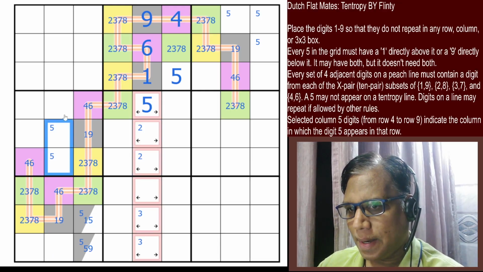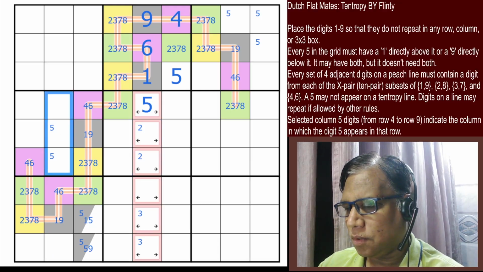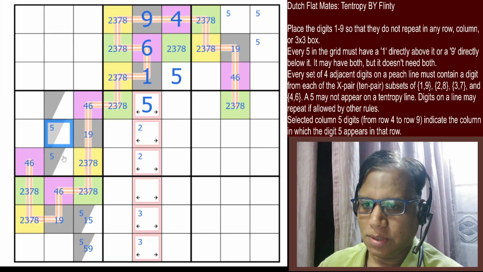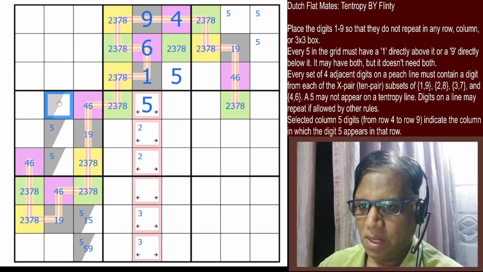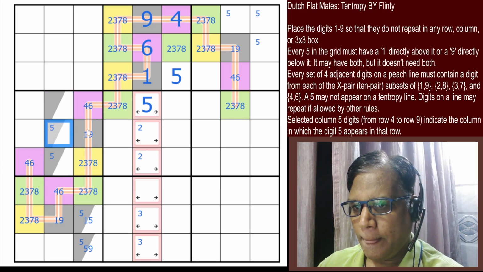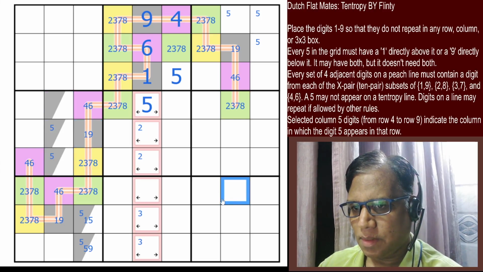Now 5 is here, and then again one of the black is here, right? One of these. Can we do the same thing? There are now two options available, right? If that's 5, that could be 1 or that could be 9. If that's 5, that's definitely 1. That's the way it is.